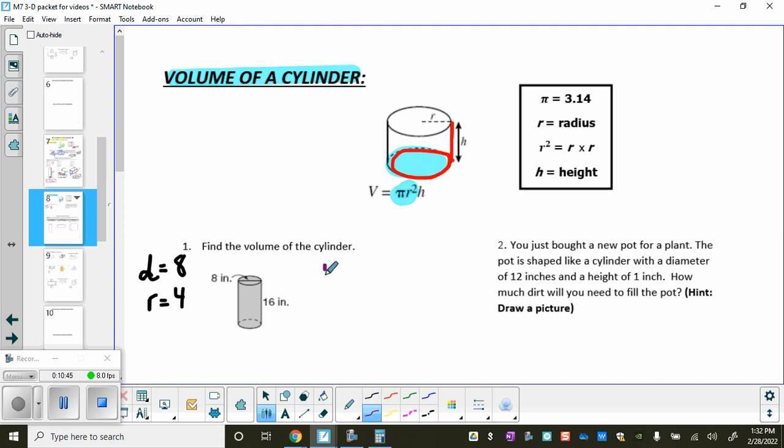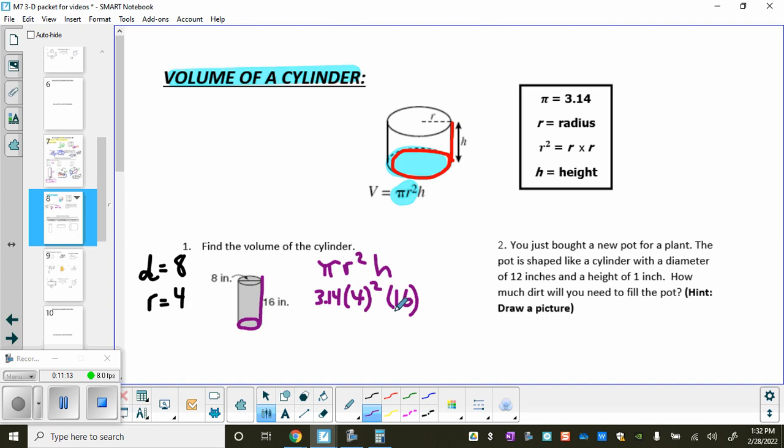So to find volume, we're going to do pi. We're going to square the radius, and we're going to multiply it by height. Friendly reminder that the pi r squared would be the area of just the circle. But now since it's 3D, we're going to times it by the height. Pi is 3.14. We said the radius is 4. And the height of this thing is a 16.